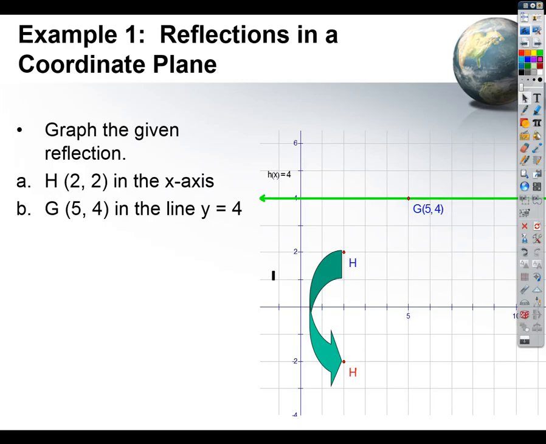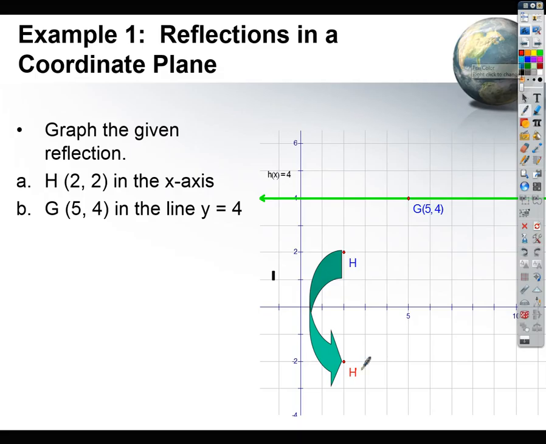So it makes sense that, where is the answer going to be? If we start off with H, which is at point 2, 2, where is H prime going to end up? Okay, 2, negative 2, right? And we know that because it's a horizontal line, the line of reflection, so it's going to move vertically, right? And it has to be the same distance away from the line. Does that make sense? Okay.